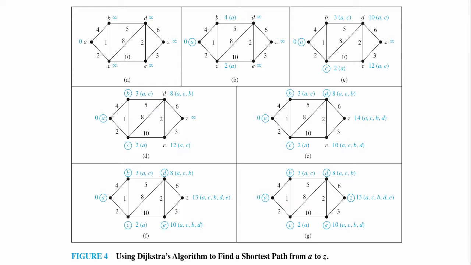It is sometimes more convenient to keep track of the labels of vertices in each step using a table instead of redrawing the graph for each step.